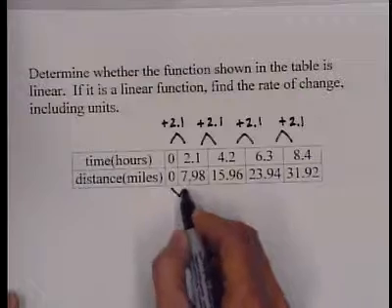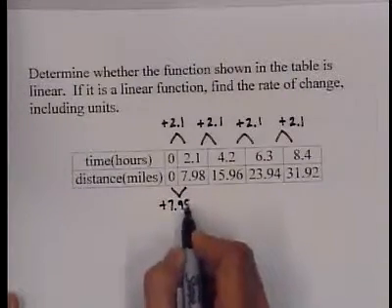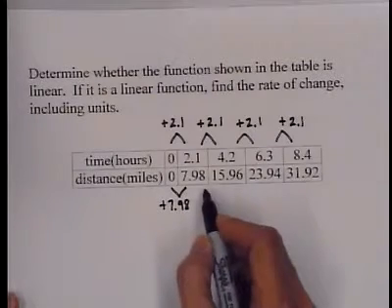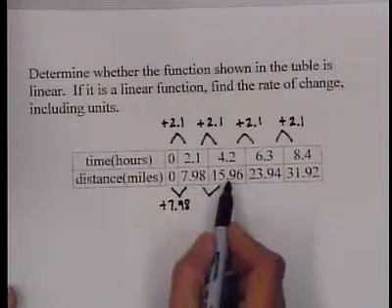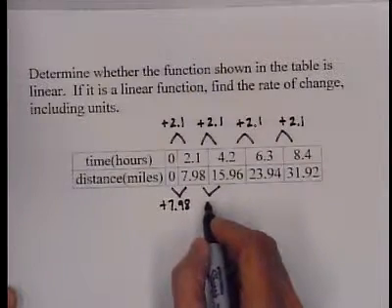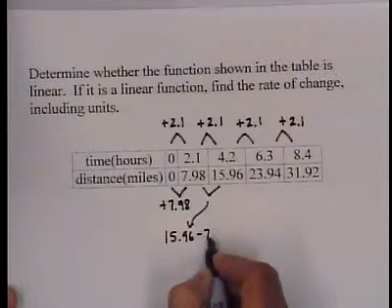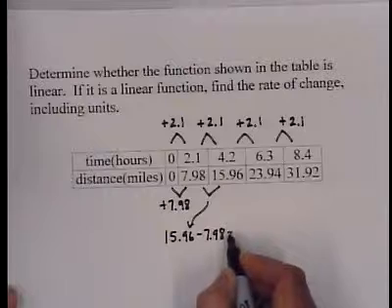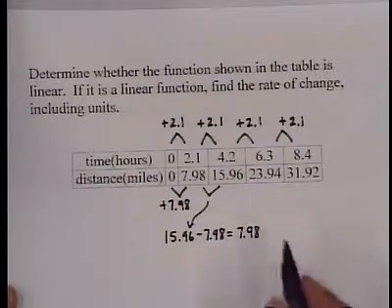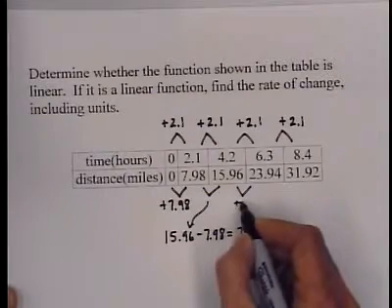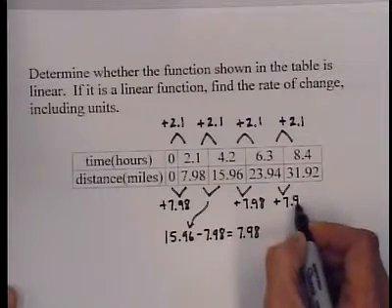Now we have to figure out the steps in the dependent variable, and the first one's 7.98. We can see from 0 to 7.98. We need the next step, which is found by taking 15.96 and subtracting 7.98. You'll find that that step is 7.98 also. If you do that subtraction again, you get a step of 7.98 here and here.